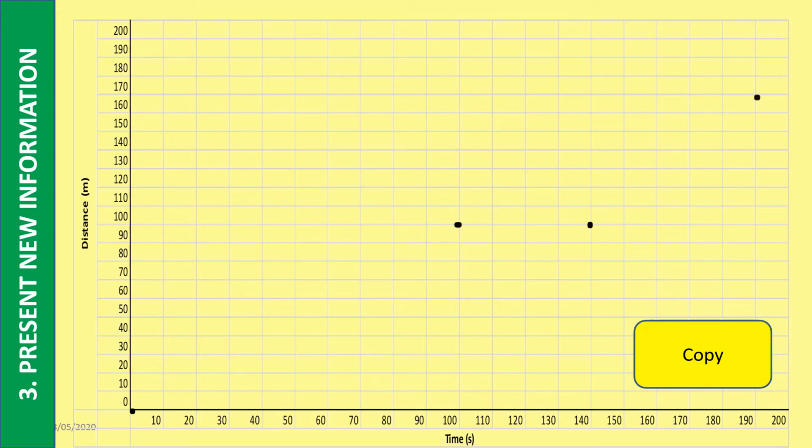And then for the last part of the journey, we know that in the time 50 seconds, so from 140 to 190 seconds, the person covered an extra distance of 70 meters. So that takes them from 100 to 170 meters. So we can plot a point there. So now we've plotted points for 3 parts of the journey. All we have to do is join them up, and that is our distance time graph complete.